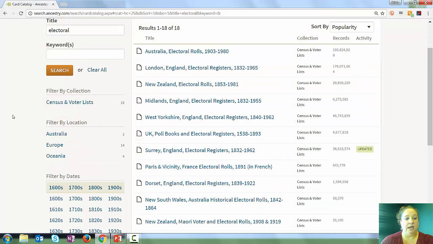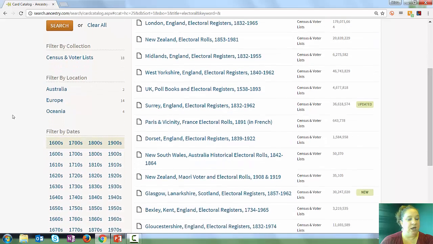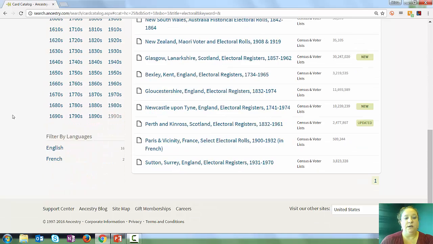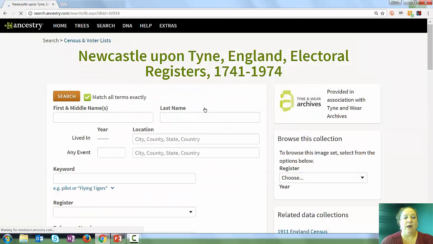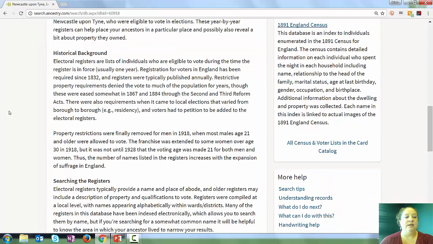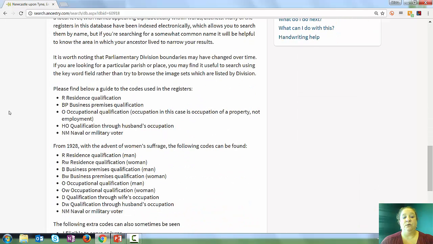Finally, I want to take a look at the Newcastle records. Newcastle upon Tyne, there's 10.2 million records in this single database. Again, they date back to 1741, and this is another example where this database description doesn't just give you information about this specific database, it gives you historical information and context about the laws of the time so that you can understand the records that you are looking at a little bit better.